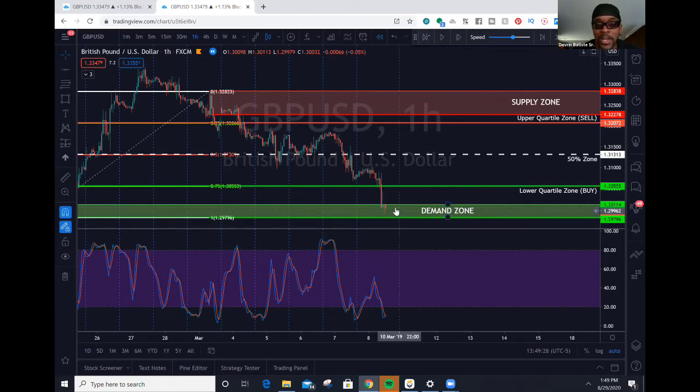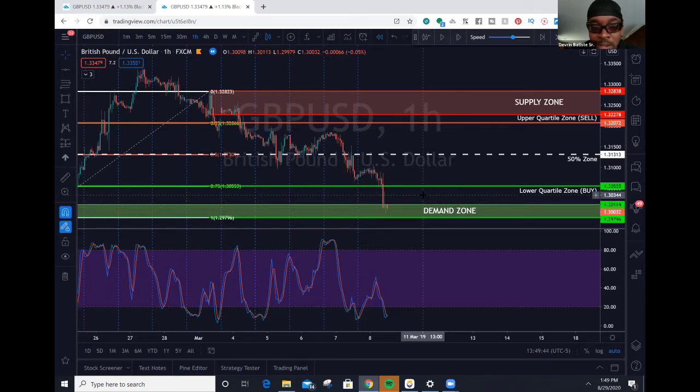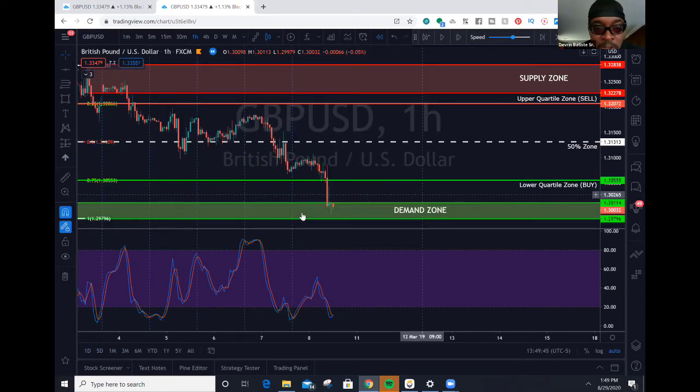Now you could buy here. You could enter your buy here, or you could wait until it comes out of the demand zone, or you could wait until it comes back up to here. It's your preference. Okay. Me, normally, I wait for price action. I look at what price action is doing. All right. You see this wick right here?